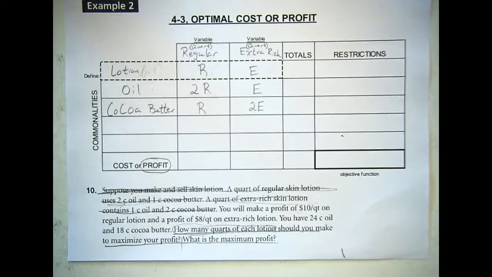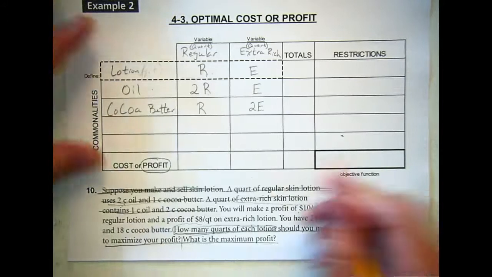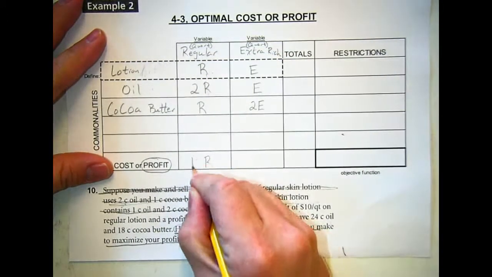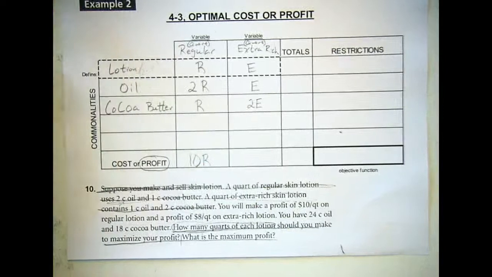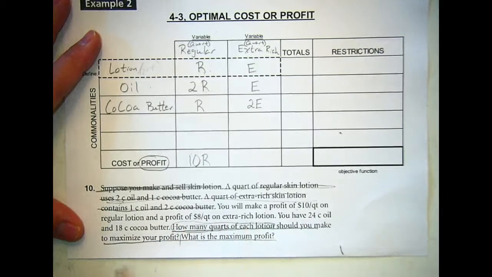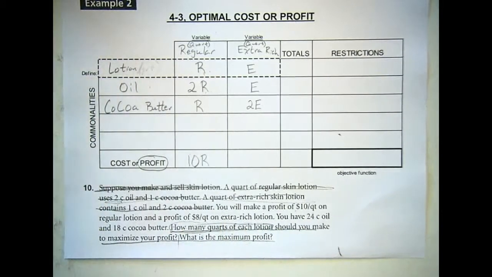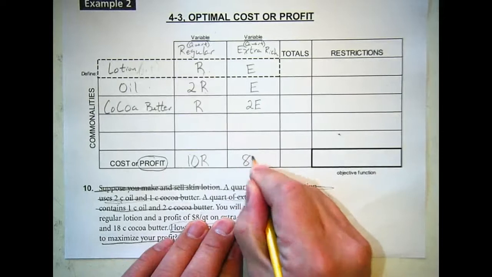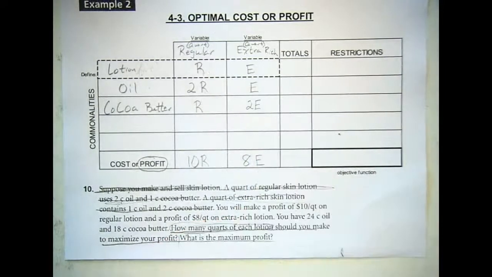Okay, show your neighbor. I'm writing it here because I'm dealing with regular, and it's $10 per regular. How many got it? 10R. Good. You make a profit of $10 per regular and a profit of $8 per extra rich. Everyone go ahead and write 8 per extra rich. How do we transfer that to an expression? How many got it? 8E. All right, and this is a profit.